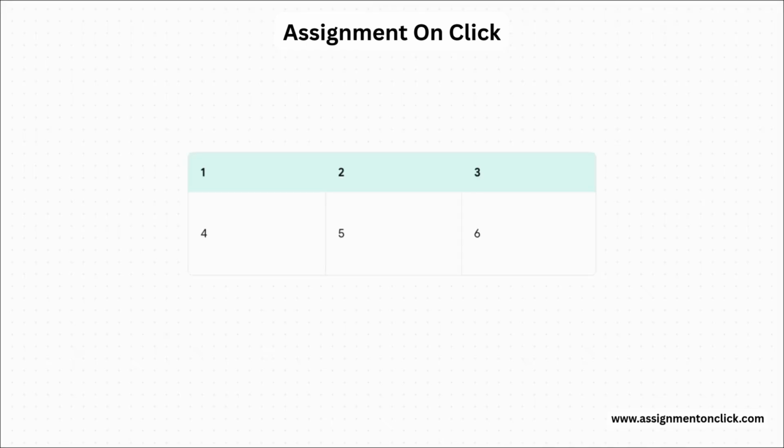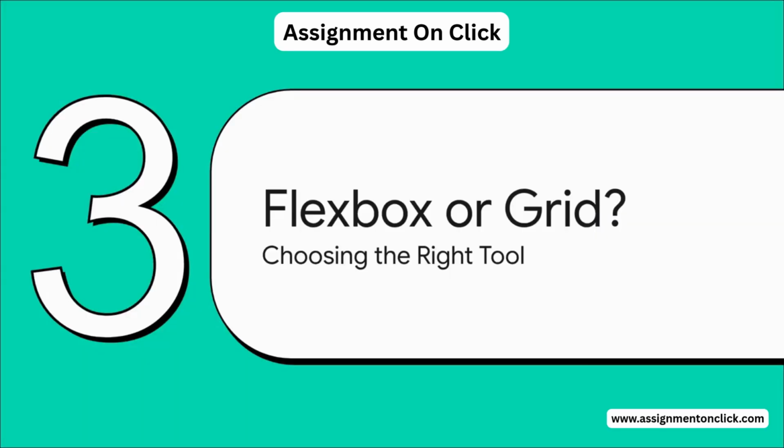And visually, it's really as simple as you'd imagine. Think of a spreadsheet or a simple table. We've got clearly defined rows and columns, and that lets us place content with incredible precision, pretty much anywhere we want inside that structure. So, of course, this brings us to the big question. It's the one that everybody asks when they're starting out. Which one am I supposed to use, Flexbox or Grid?